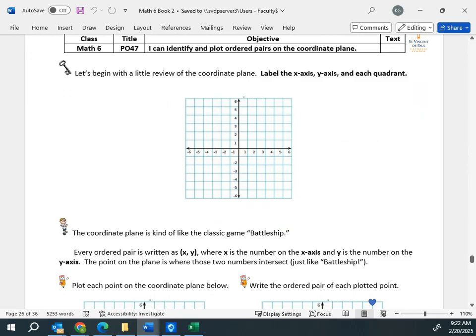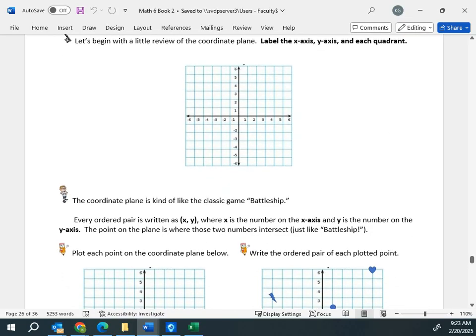All right, PO 47. Plotting our ordered pairs. This one we should be able to do. We practiced it a lot before Christmas, and we know how to graph. So this one, if you want, you could label your grid so you remember which one is X, which one is Y. Remind yourself that the X always comes first in the ordered pair.